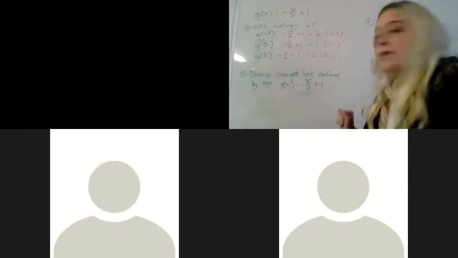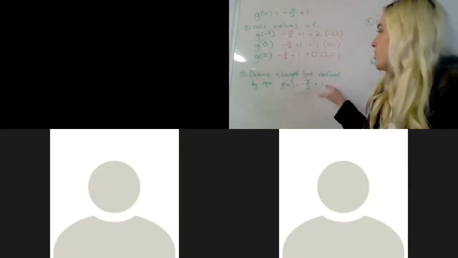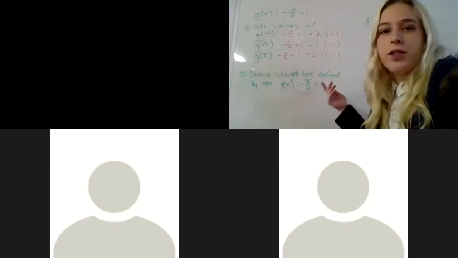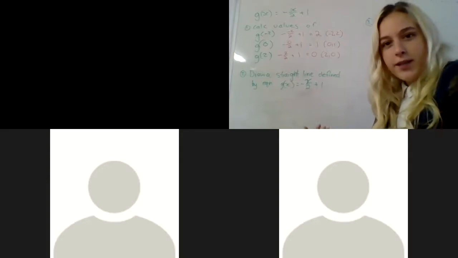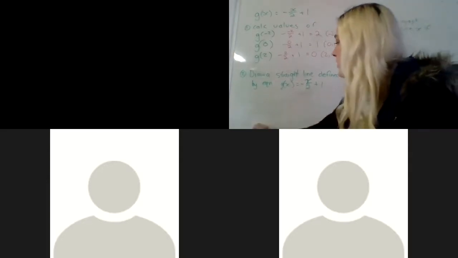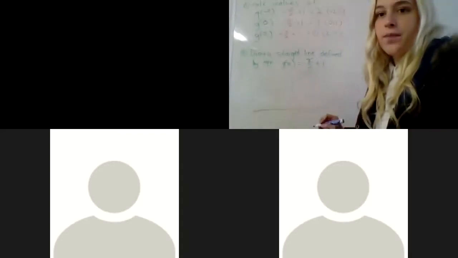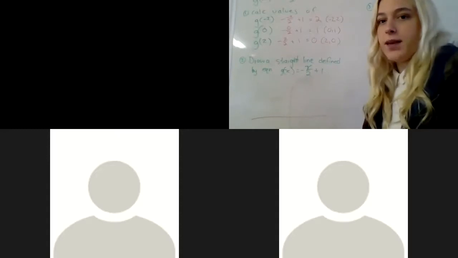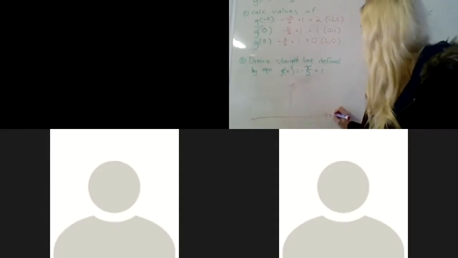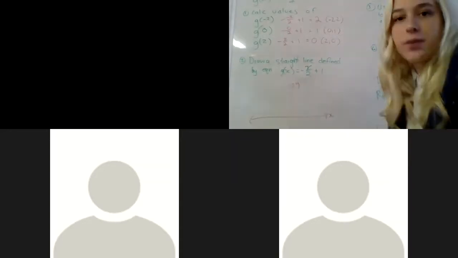Why we need this is because the next question asks us to draw a straight line defined by this equation. So it's the same equation, so we just need to draw g of x. So if we wanted to draw g of x, we need a Cartesian plane first, okay? So I've just drawn a nice Cartesian plane there. We have our y's and we have our x's. Okay, cool. Let's plot the points that we know.